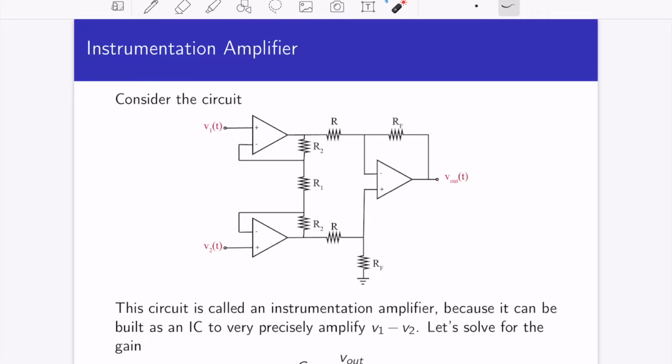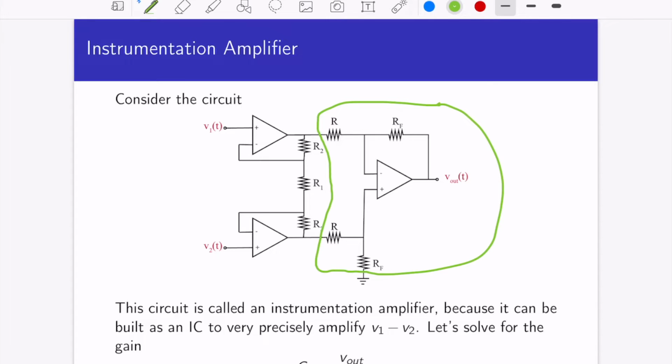Like many kinds of analysis, one of the things we can do is break it down into smaller parts. So I'll go ahead and draw some circles around this. We're going to have this part on the back side be analyzed separately.